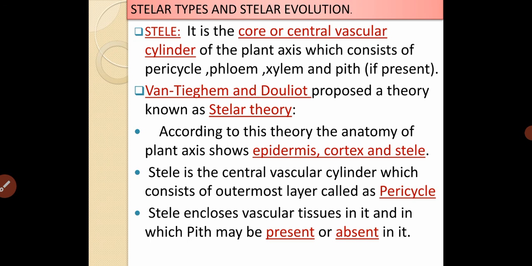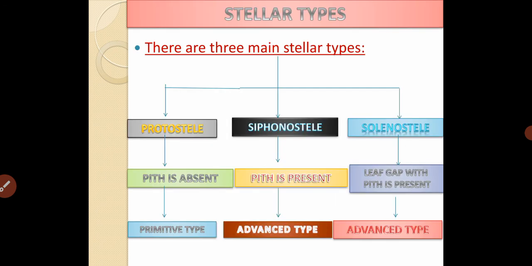Stele is the central vascular cylinder which consists of the outermost layer called the pericycle, which encloses vascular tissues in it, and in which pith may be present or absent. Let us move towards the stelar types. There are three main stelar types, that is protostele, siphonostele and solenostele.